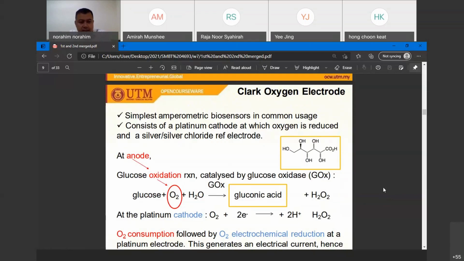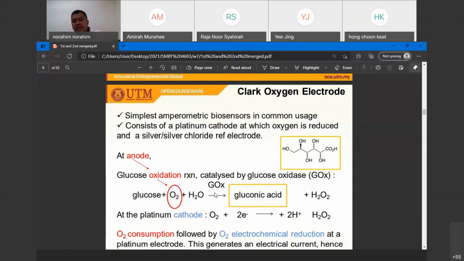Okay, we look at the reaction. At the anode, there is a glucose oxidation reaction. So you see, there is oxygen there. On the left-hand side here are the reactants, whatever is reacting, the starting materials. So you have glucose, which is your target molecule, because we talk about glucose biosensors, right? So glucose is interacting with your oxygen in the presence of some water molecules.